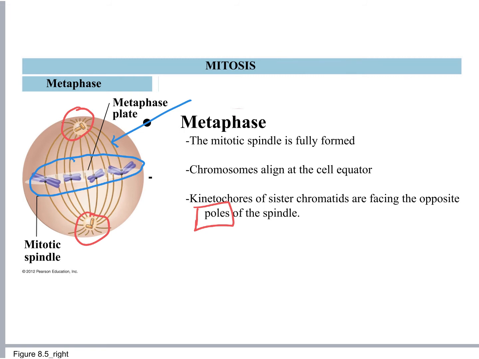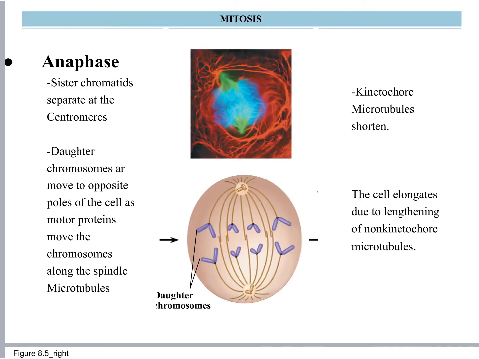And another thing to look for or to recognize is that some of those microtubules have attached themselves to a point on the sister chromatids that we call kinetochores. So that's just a point of attachment for those microtubules. So now we've got the microtubules attached to those kinetochores. And what you'll see in the next phase is that those microtubules are going to shorten. And because they're attached to the chromosomes at the kinetochore, when those microtubules shorten, they're going to pull those chromosomes away from one another towards the poles.